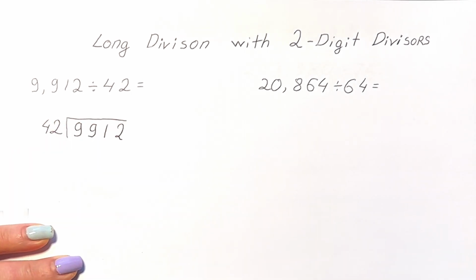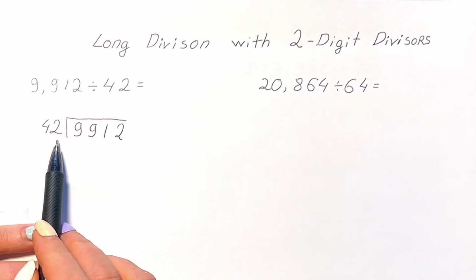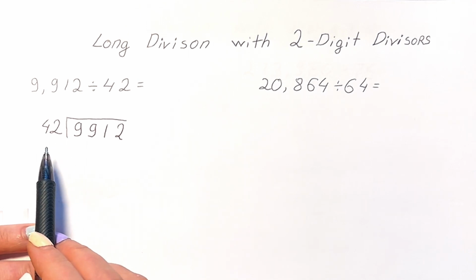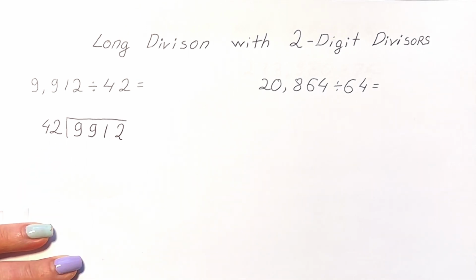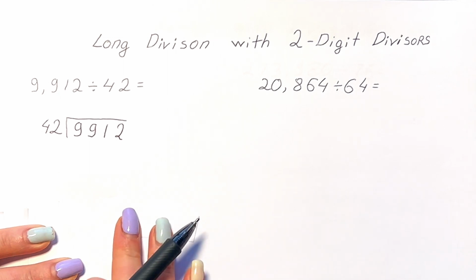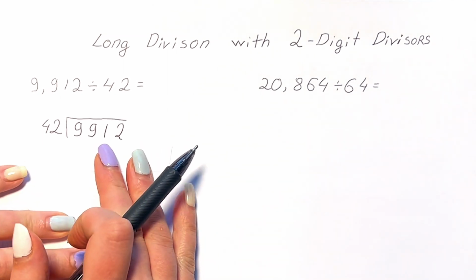I studied and saw the techniques that other people use, and I think it's too many steps. You don't have to write the multiples of 42 to be able to divide by 42. Let me show you the technique that I am using to divide by a two-digit divisor. Okay, so let's start to divide digit by digit.